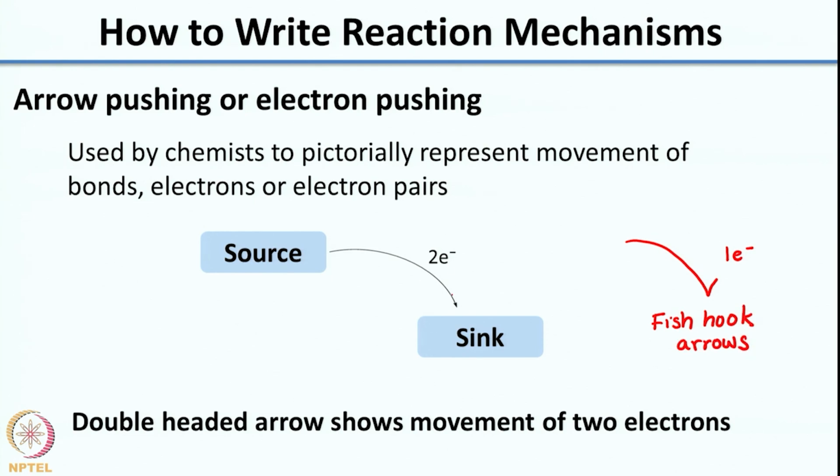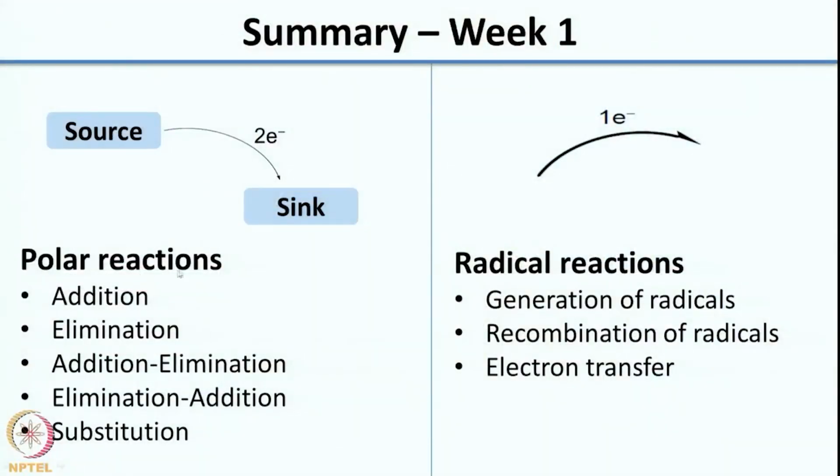So, we had looked at multiple examples on how to push arrows, and what we had done to summarize in week 1 is we had looked at polar reactions and we had looked at the basic mechanism types of addition, elimination, addition-elimination, elimination-addition and substitution. We had also classified various types of sources and sinks. This was just to give you an idea of what are the different species that you would come across when you are writing a reaction that could be considered as sources and sinks. And you must have seen all of this even tested in the assignments that you had taken.